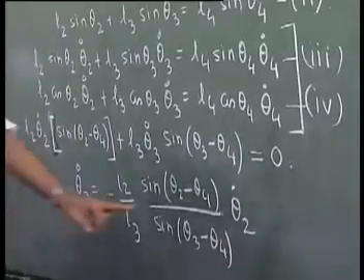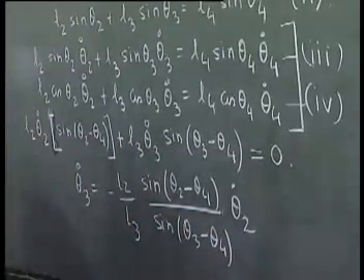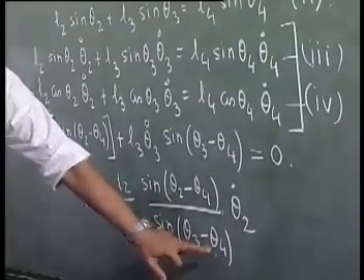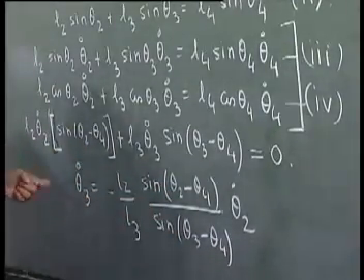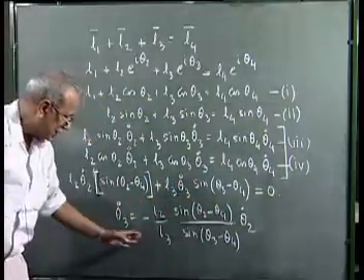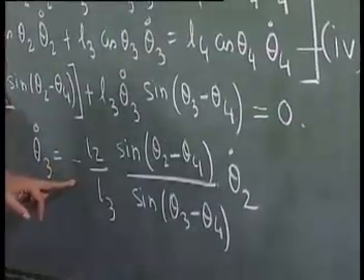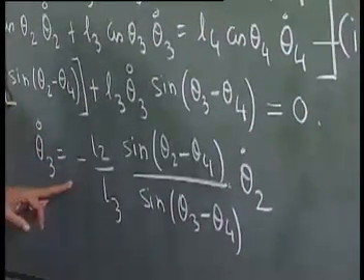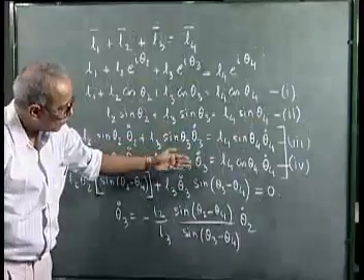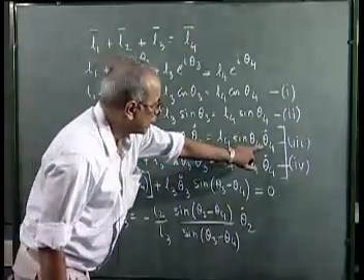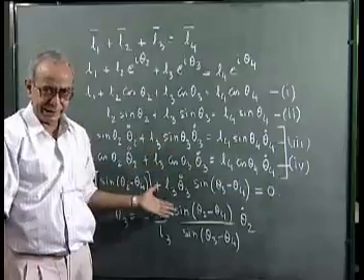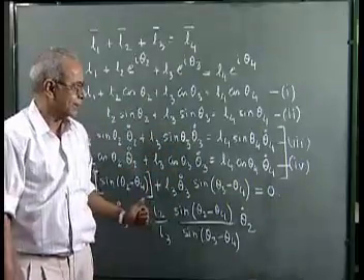So if the input angular velocity theta 2 dot is given, and we have carried out the displacement analysis such that the values of theta 2, theta 3 and theta 4 are known, I can easily find the angular velocity of the coupler, theta 3 dot. If it turns out to be positive, then theta 3 dot is counterclockwise. If it is negative, then theta 3 dot is clockwise. Similarly, I could have eliminated theta 3 dot from these two equations, and we obtain theta 4 dot. That I leave for the students to carry out as an exercise and complete the velocity analysis.